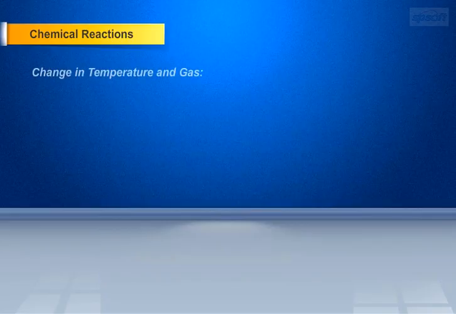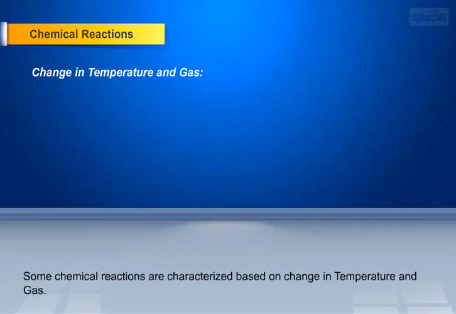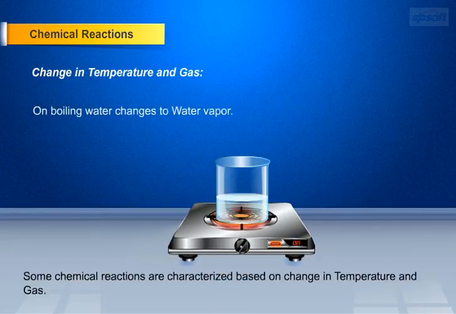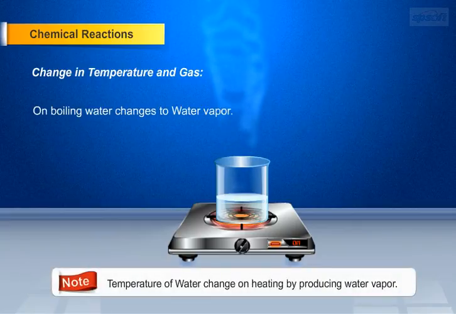Now we will look into the next characteristic of chemical reaction, which is change in temperature and gas. Some chemical reactions are characterized based on their change in temperature and gas. On boiling water, water changes to water vapor. When we heat water at 100 degrees Celsius, water changes to water vapor, which is in gas state. Do remember that the temperature of water changes on heating by producing water vapor.